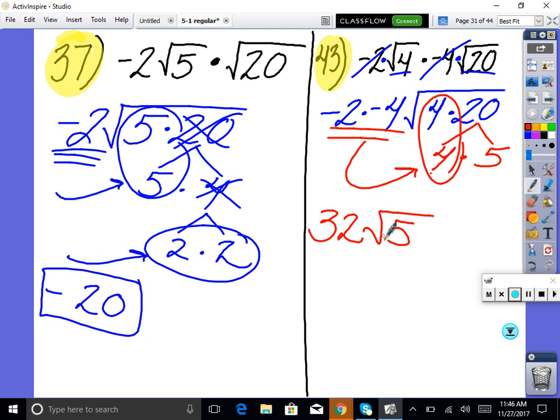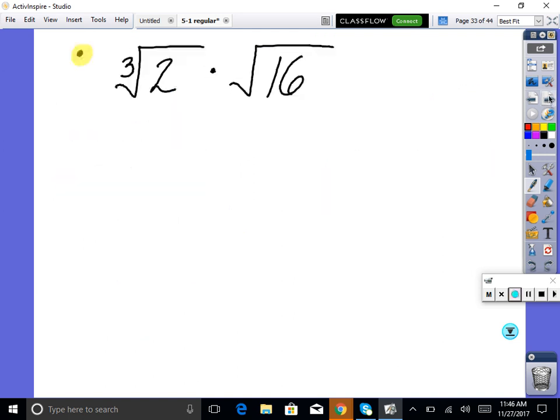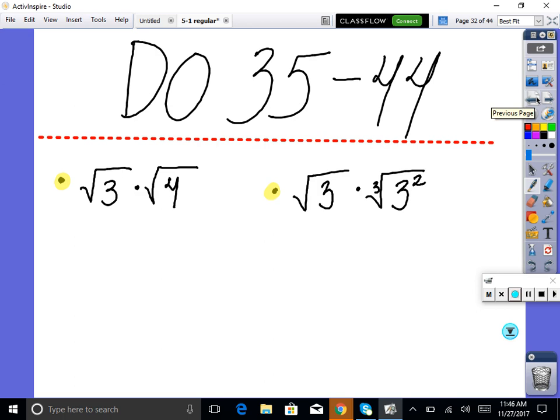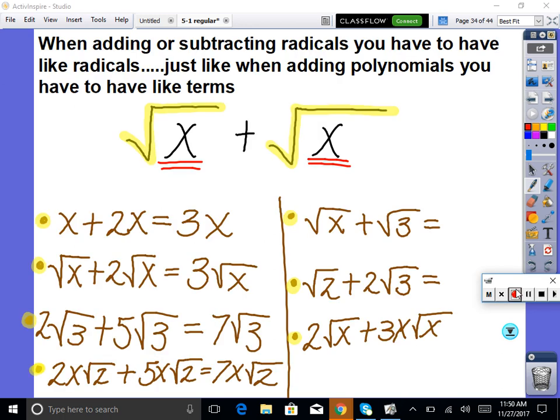Or are you like, nah, I got it? Okay, sweet. Do this section. Ready, go. 35 through 44. Multiply radicals. Now we're going to talk about adding and subtracting.